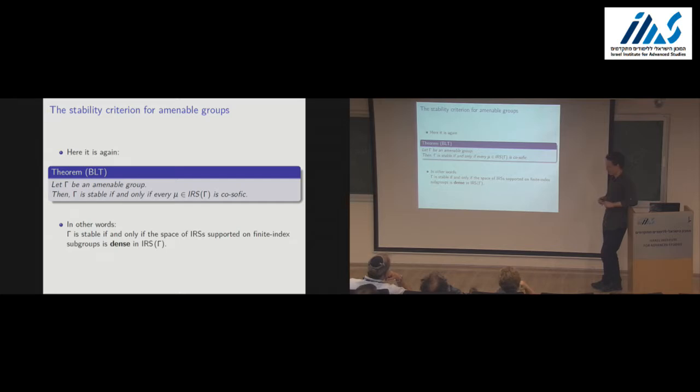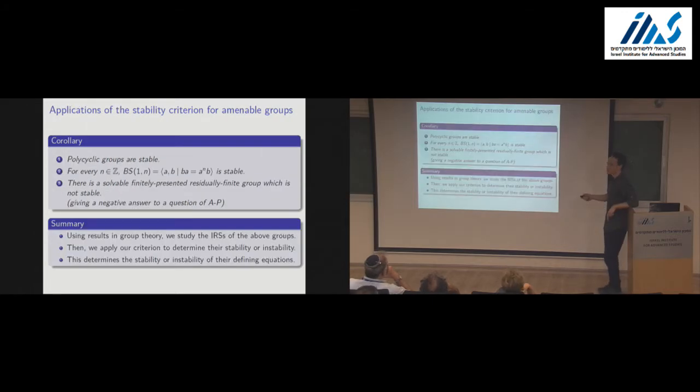So I have the space of all invariant random subgroups of gamma. I have the subspace of such invariant random subgroups which are supported only on finite index subgroups. And if this smaller space is dense in the larger space, then it is equivalent. This is an equivalent condition to stability for amenable groups. And now we can apply it.